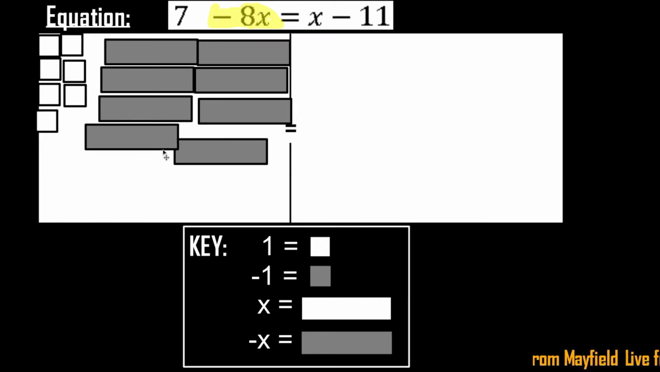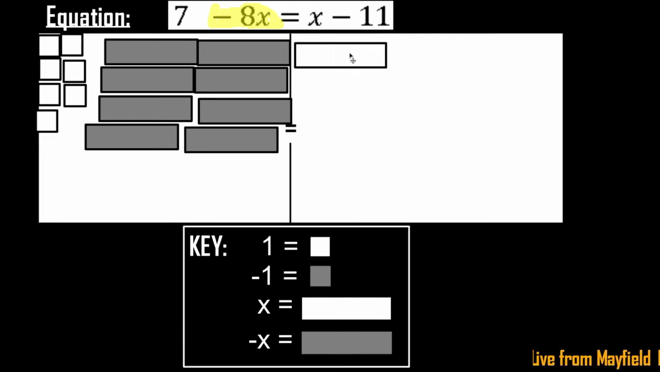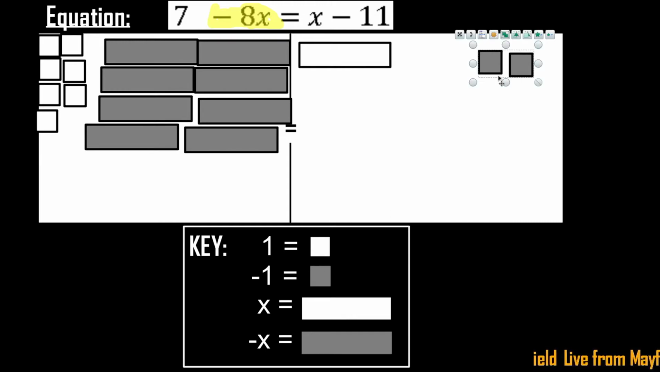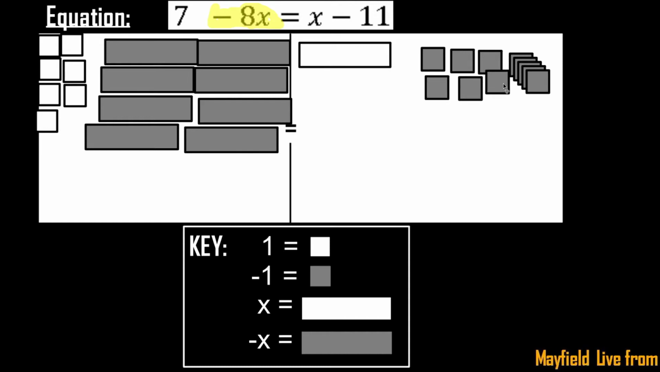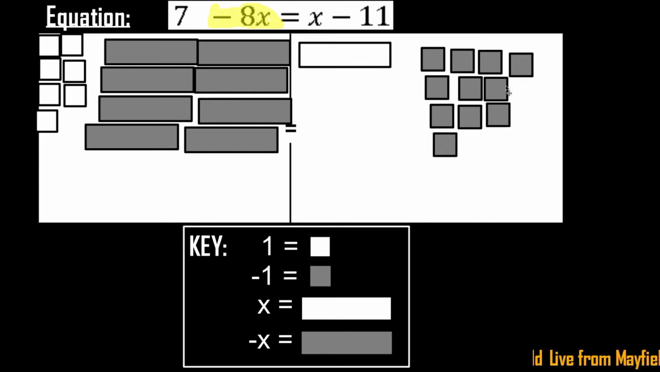Alright, so I have 8 negatives and 7 positives on the left. So I'm going to make sure that I have 7 positive 1s and 8 negative x's. On the right side, I have 1 positive x, and I have 11 negative 1s. So let's make sure we have the right amount. And one more. Alright, so let's see, I got 2, 4, 6, 8, 9, 10, and 11.